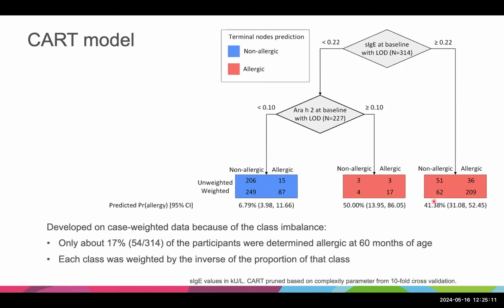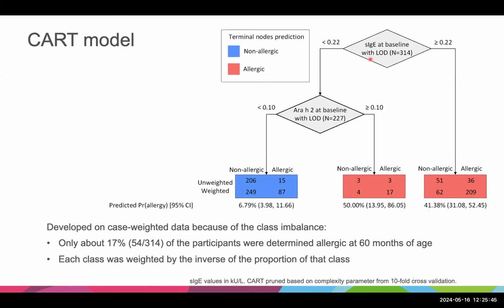On the lower row we have the weighted numbers. Out of the weighted data, we would have 206 that are allergic and 62 that are not allergic. Unweighted, there's actually more allergic, like 51 that are allergic, 36 that are non-allergic. If you would only look at these, we would classify them all as non-allergic. Even for a model, if we say everybody's non-allergic, we would still have an accuracy of 80%, just because there were not that many that were actually allergic.